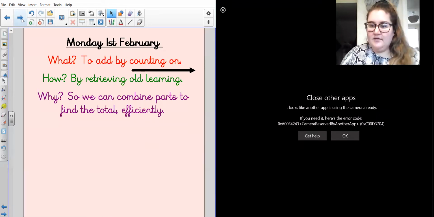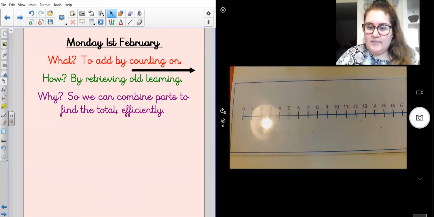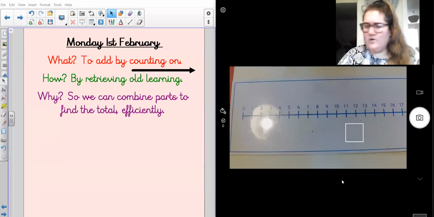sorry, I don't know what happened there. Bear with me, let me just try and sort this out. Sorry about that, I'm not sure what happened there with the visualizer, but we're back anyway.